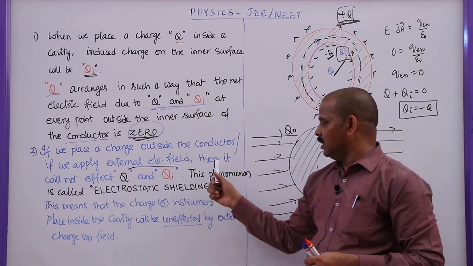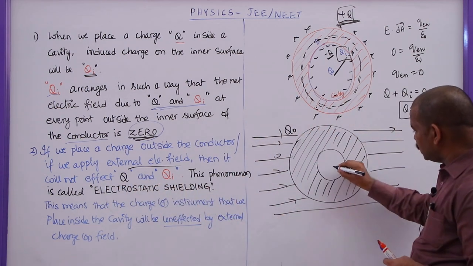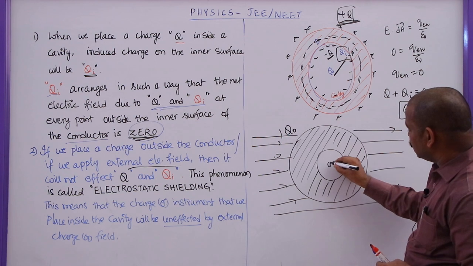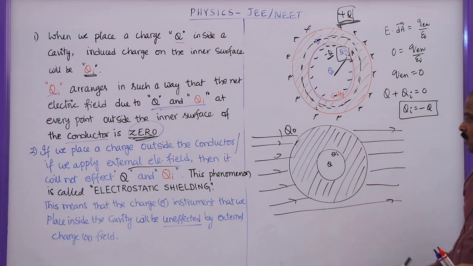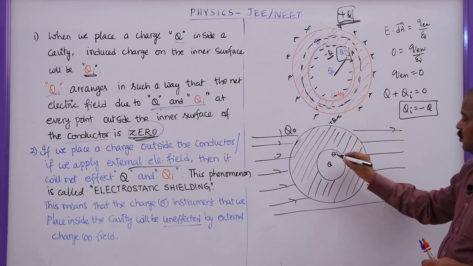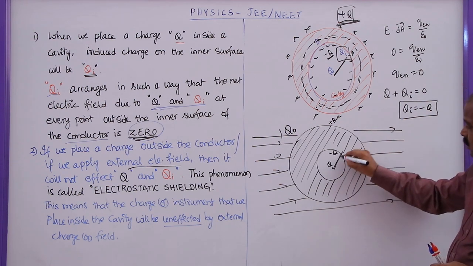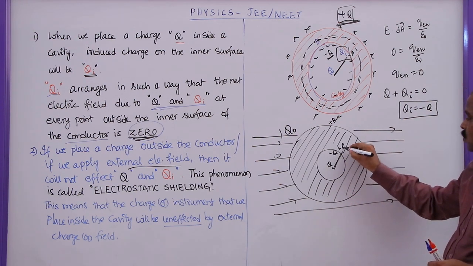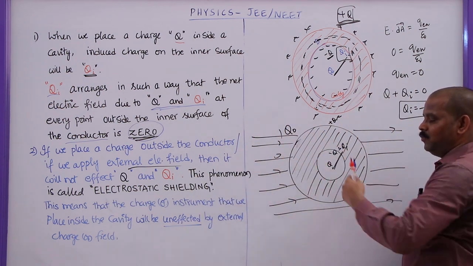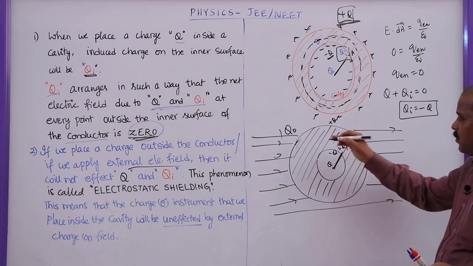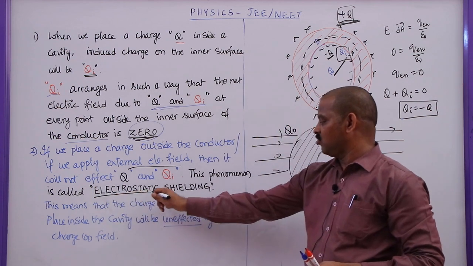We are saying that it will not affect Q and Qi. What is the charge inside this one? This is Q, this is Qi. The charge on the outer surface is plus Q, and the inner one is minus Q, so directly I am writing Qi is now minus Q. These two charges, Q and Qi, will not be affected by the external charge or the external field applied. That means these two are safe from the external field, and this phenomenon we call electrostatic shielding.